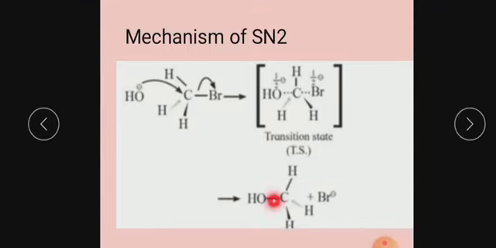What is meant by inverted configuration? See here, if this reactant is dextrorotatory, we get a product having the opposite rotation, that is levorotatory. This is due to the backside attack of the nucleophile.